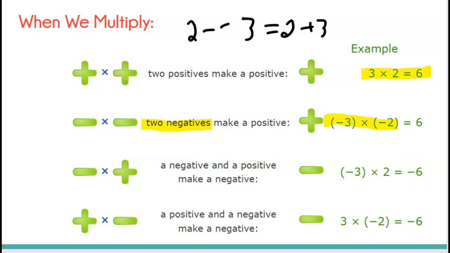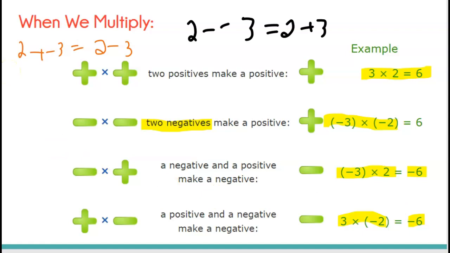Now, what will happen if only one of them is positive and one of them is negative? The negative will always win out. Again, we saw that when we were adding and subtracting, when we said 2 plus negative 3, the negative always won out, so it ended up giving us a 2 minus 3. Same thing's going to happen here. When I have a negative 3 times a positive 2, it'll give me a negative 6. And if I move the negative around, it's still going to give me a negative 6.